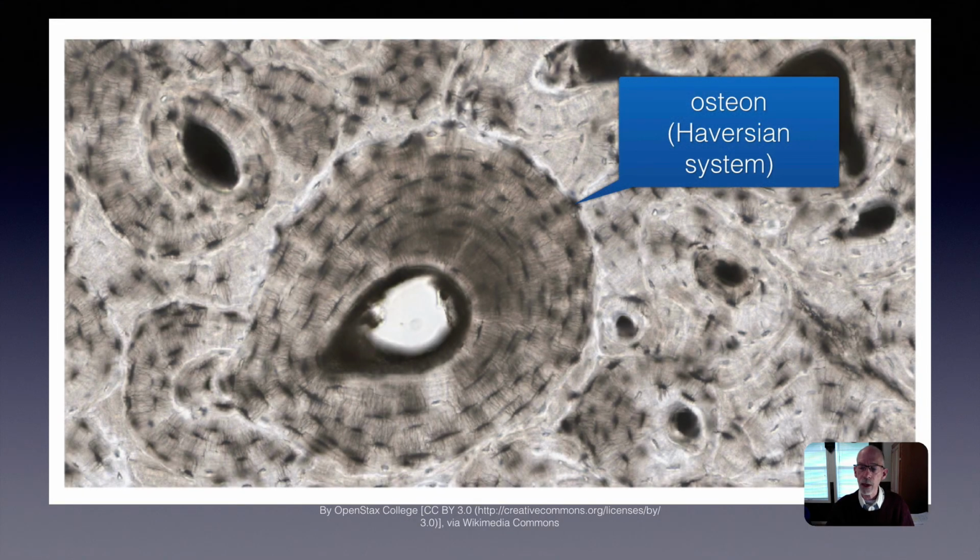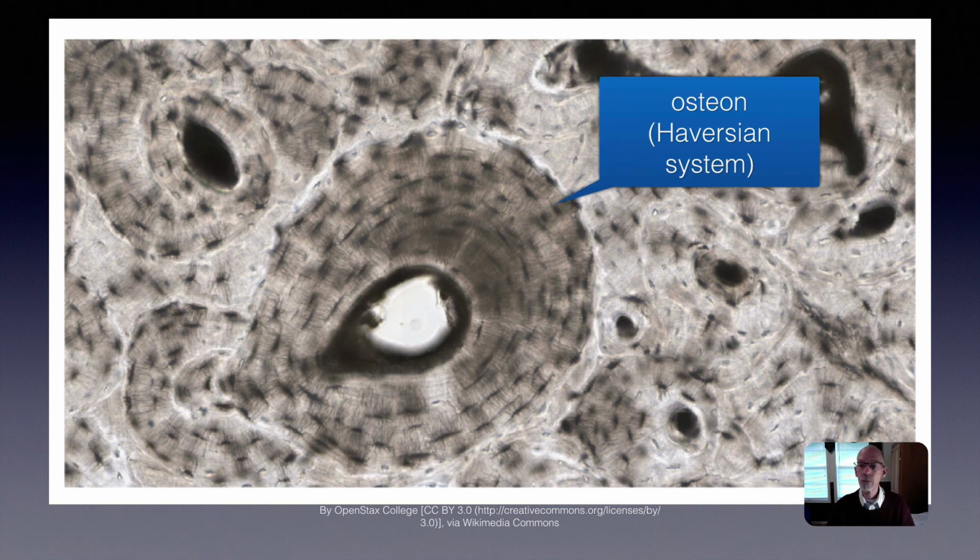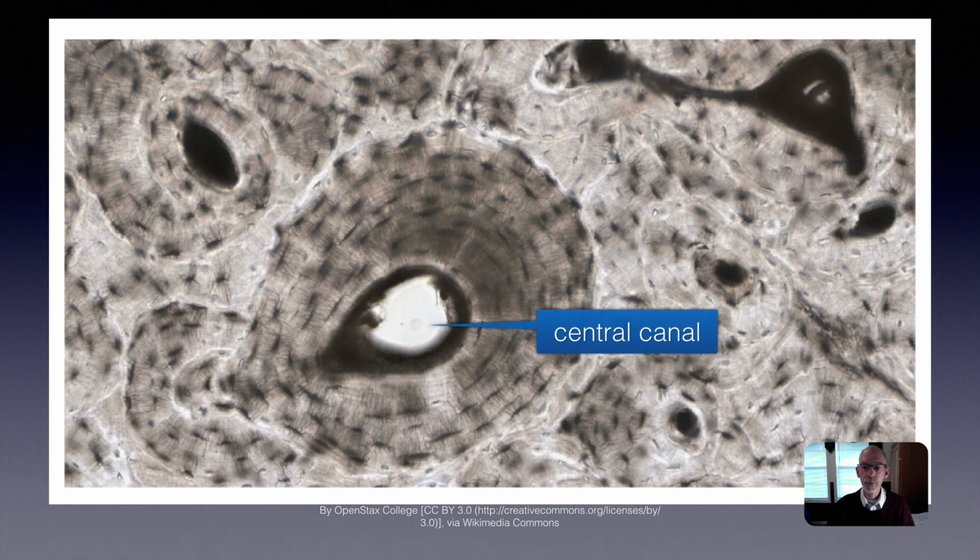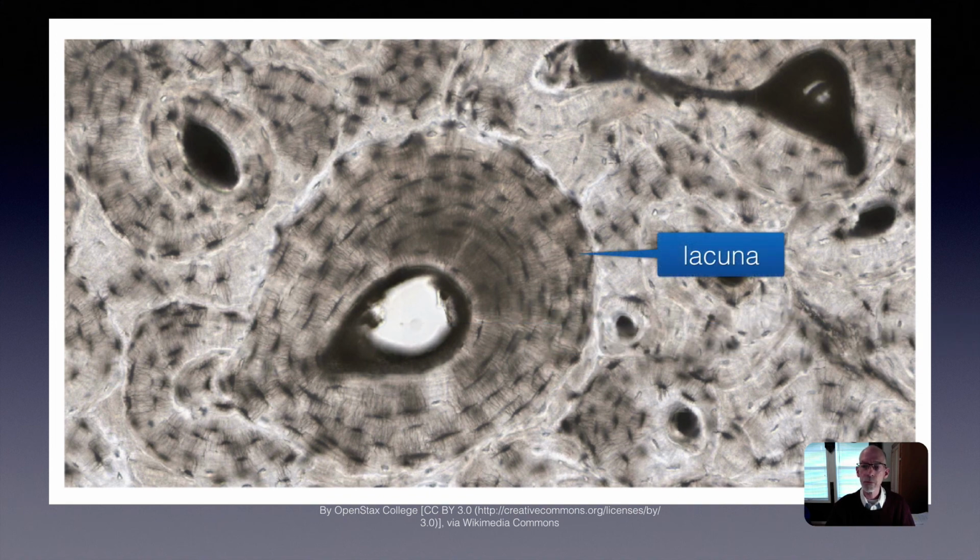Again, here's the osteon, otherwise known as a Haversian system. Here's the central canal. Again, that's where blood vessels, nerves, and lymphatic vessels are located. And each one of those little dark lines is a lacuna; lacunae, plural, put an E on the end to make it plural. And again, that's where the osteocytes are located.